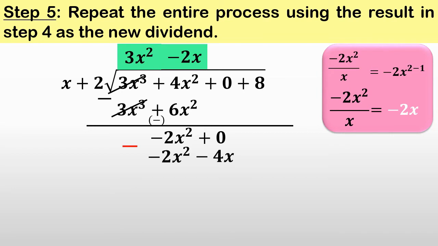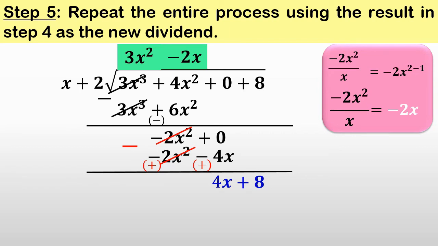So, let's subtract and change the sign. So, negative will become positive, and then negative 2x squared plus 2x squared cancel out because it is equal to 0 already. And 0 plus 4x is equal to 4x. Bring down positive 8. Now, we have here 4x plus 8.